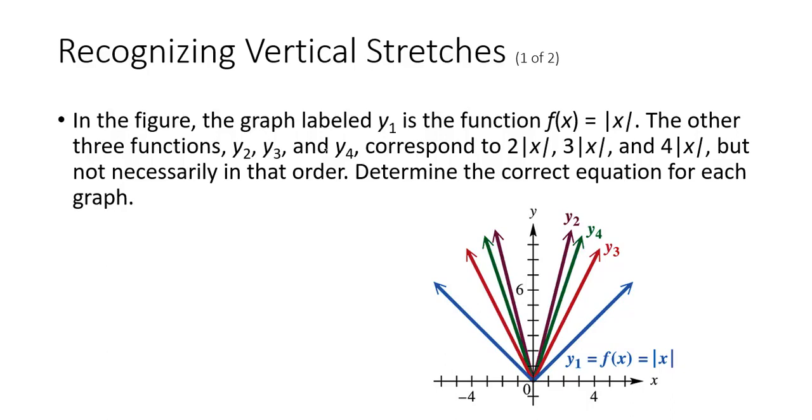In the figure, the graph labeled y1, which is right here, is the graph of f of x, which is equal to absolute value of x. This is the graph that is not stretched. The other 3 functions, y2, y3, and y4, correspond to some factor times that f of x, which are 2 absolute value of x, 3 absolute value of x, and 4 absolute value of x, but not necessarily in that order. We want to determine the correct equation for each of these.